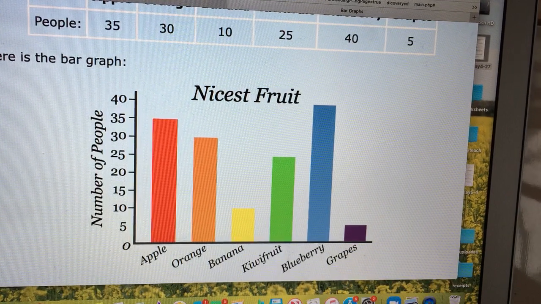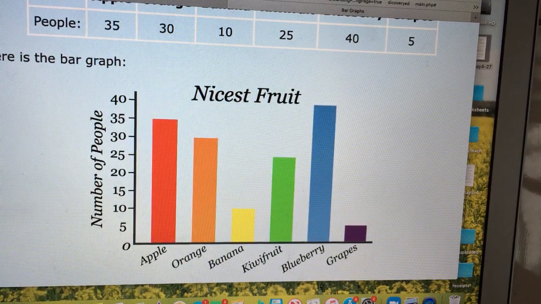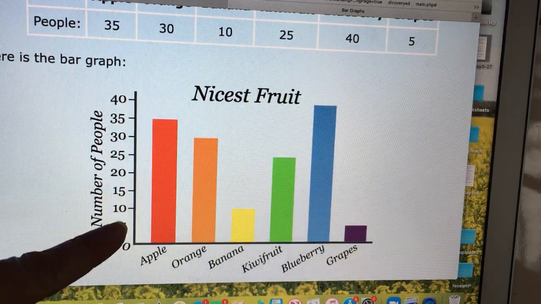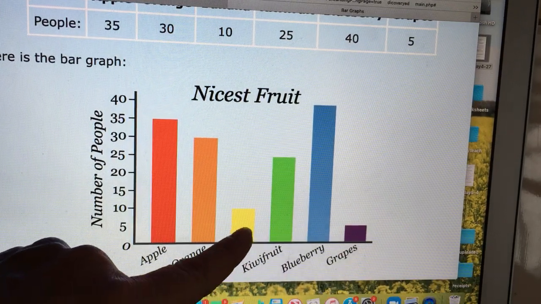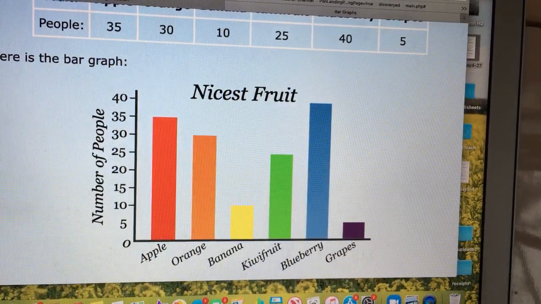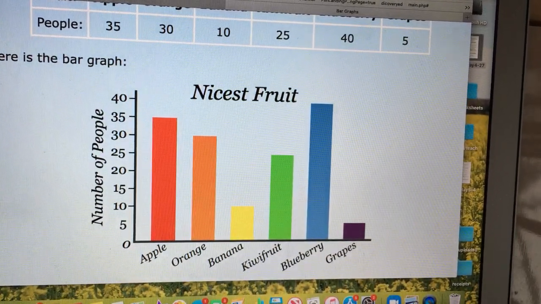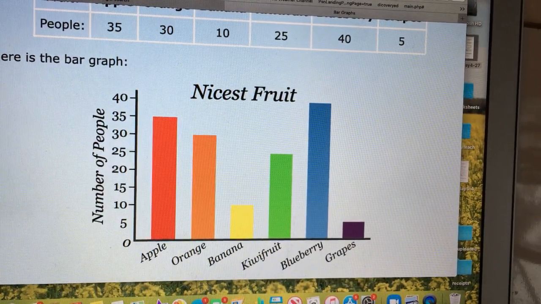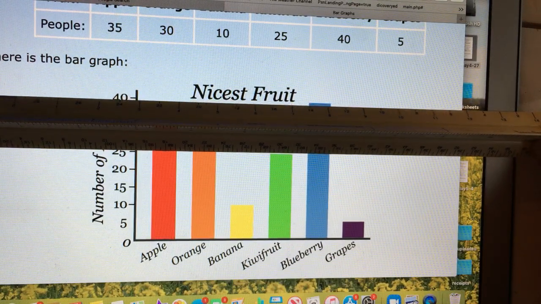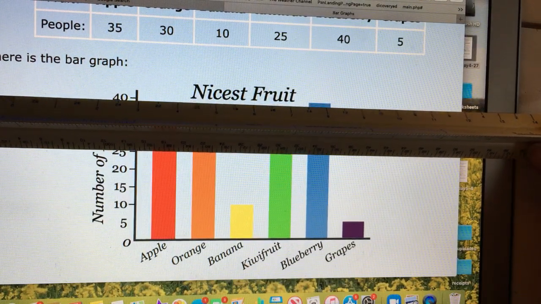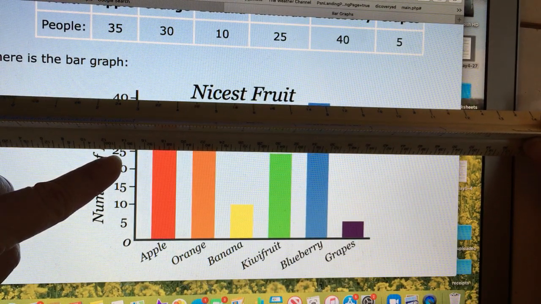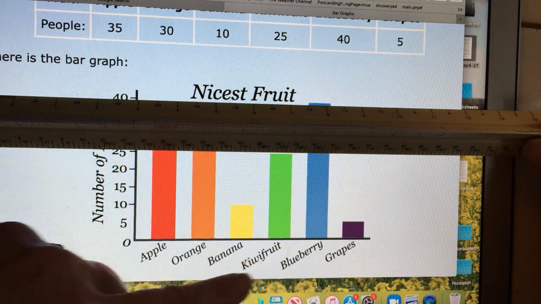Now, what if I wanted to know exactly how many votes? I would just need to use my scale, which is the numbers over here. I would need to see how high up the bar goes. So the easiest way to do that would be to use a straight edge. I'm going to use a ruler, and I'm going to lay it down here and show you that that green bar goes right to what number? I'm going to use my finger to point. 25. So I know 25 people voted for kiwi fruit.